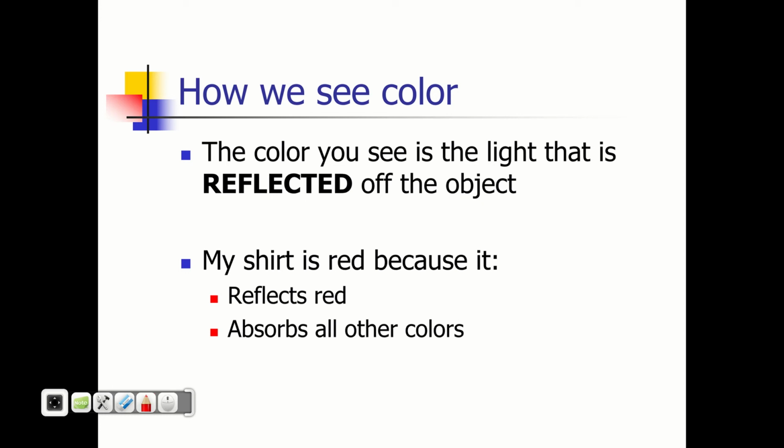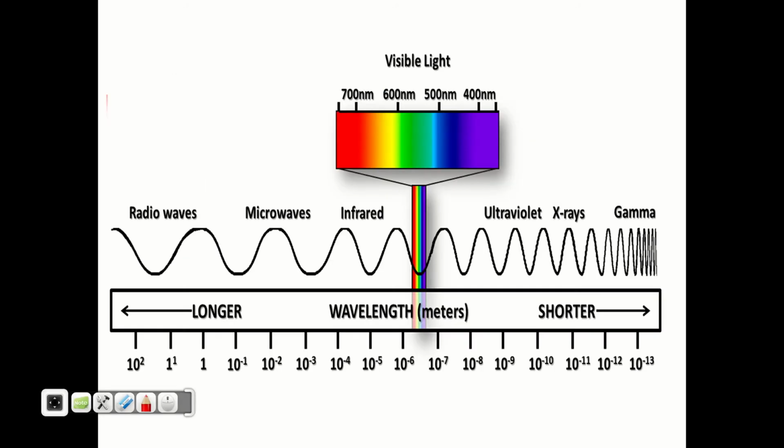All right, so how do we see color? We see color based on what type of light is reflected. So when I say my shirt is red, it's red because it's reflecting the red light and absorbing all other colors around it. You only see what's reflected. That's the thing. You're only ever seeing reflected light.